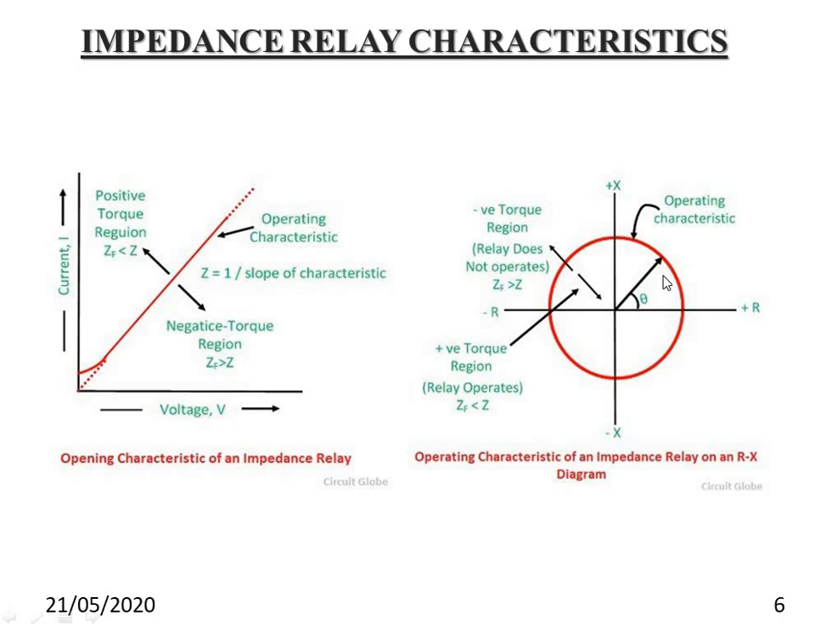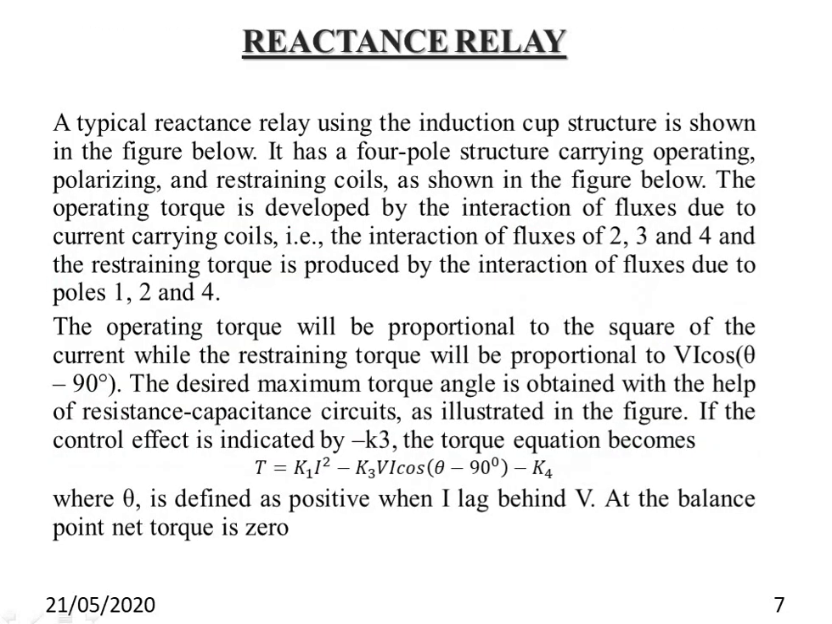So the relay will operate only if the fault impedance ZF, that is the fault location impedance, is less than the actual impedance, that is the actual length of the line or the distance. In this way the impedance relay will work.